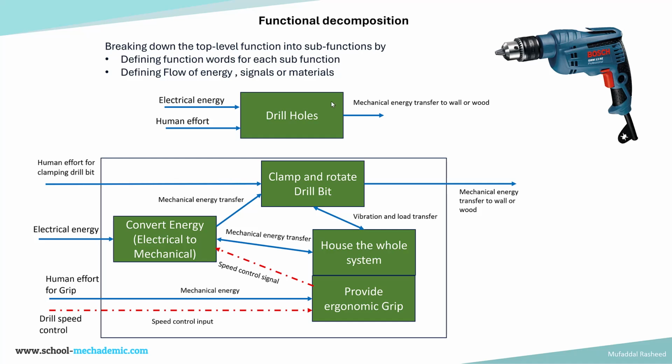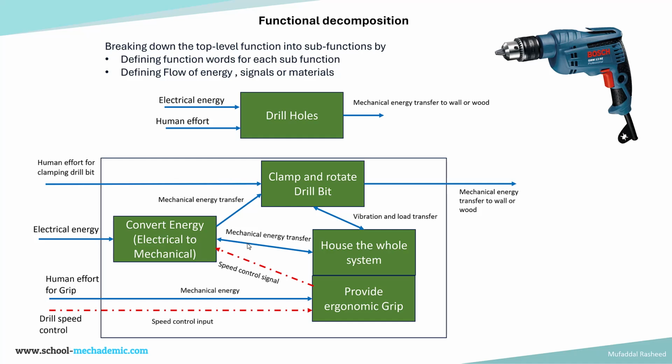So if you want to understand the various sub functions, here is the block diagram. Here we have converted this black box, which only represents one function word, into multiple function words which all work together to perform this top level function. So let's understand this. The first important input which is coming in is the electrical energy, which is going to the motor, which is converting energy from electrical to mechanical energy, and that mechanical energy is being transferred to the chuck, which is clamping and rotating the drill bit, and the drill bit rotation is being transferred to the wall or the wood which is being drilled on.